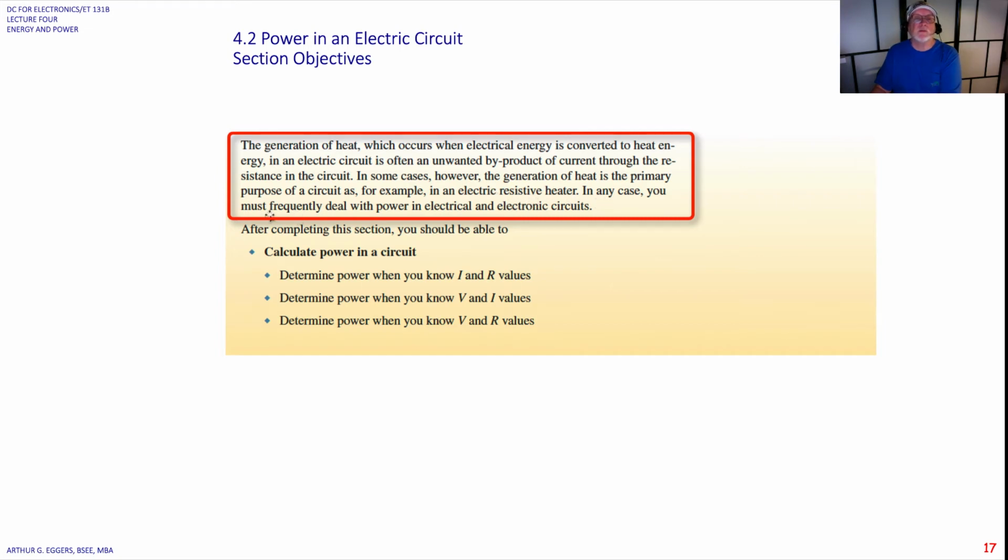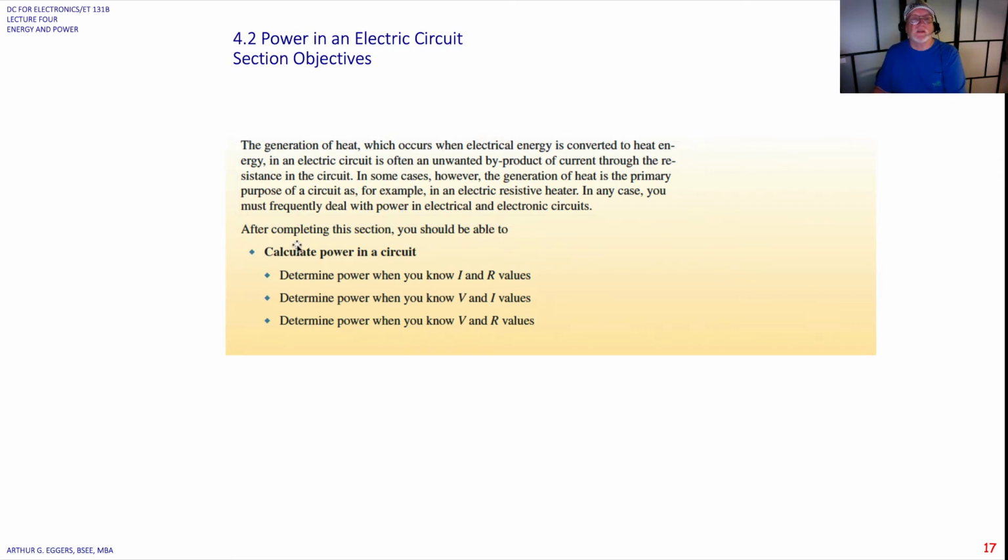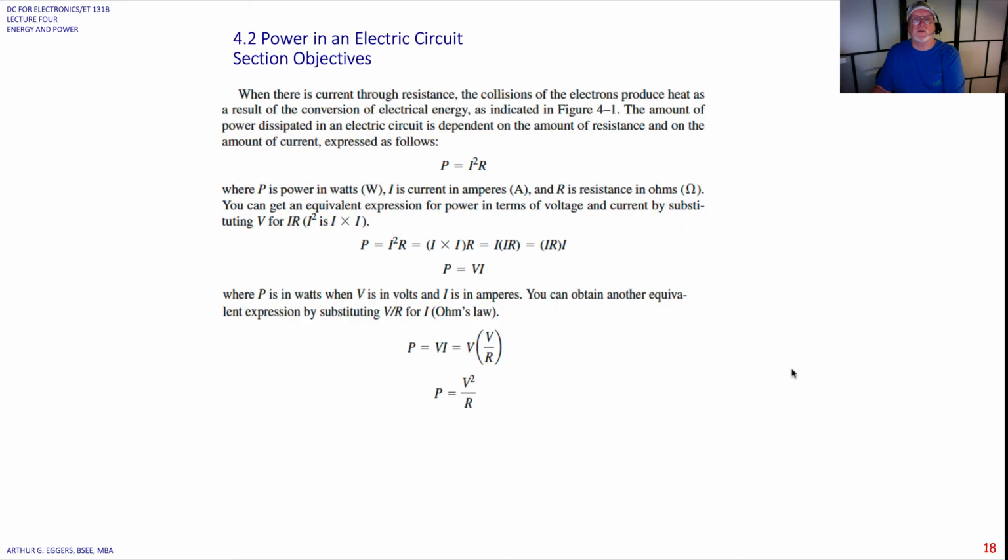In any case, you most frequently deal with power in electrical and electronic circuits. After completing this, we'll take a look at calculating power in a circuit, determining power when we know current and resistance, voltage and current, voltage and resistance. When there is current through resistance, the collisions of electrons produce heat as the result of the conversion of electrical energy. The amount of power dissipated in an electric circuit is dependent upon the amount of resistance and on the amount of current. Typically, the power is expressed as I squared R, we call it I squared R loss.